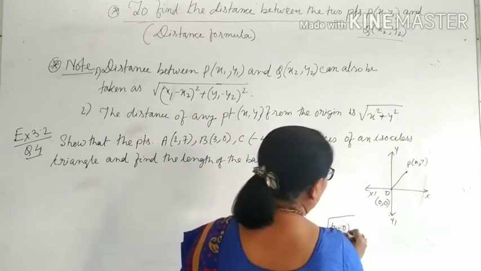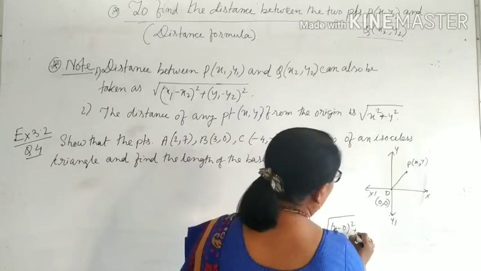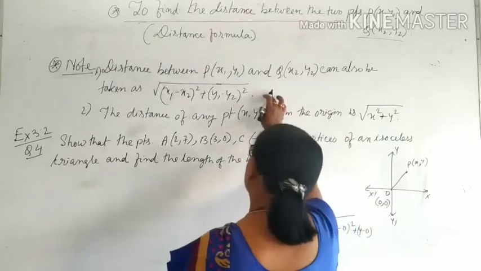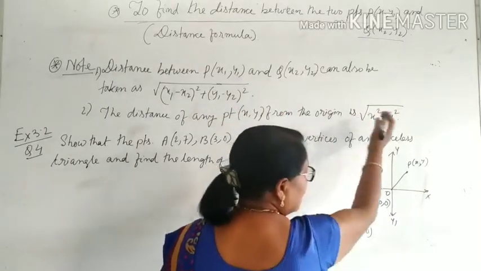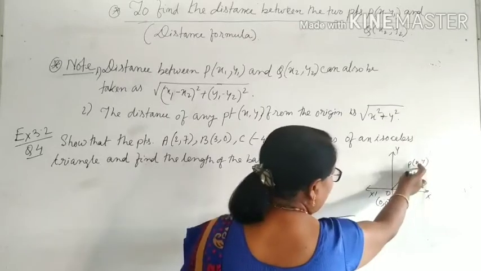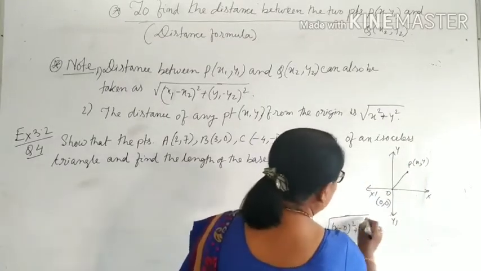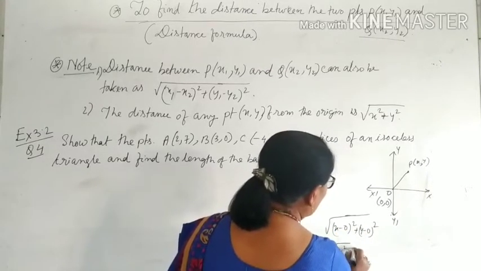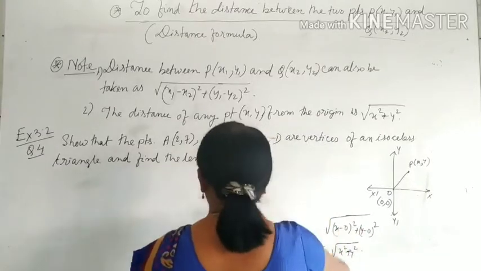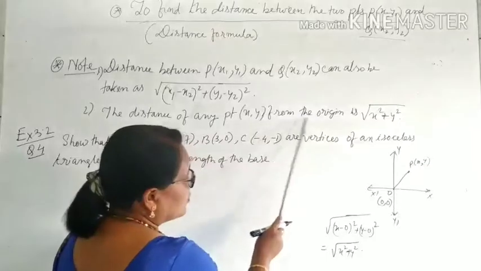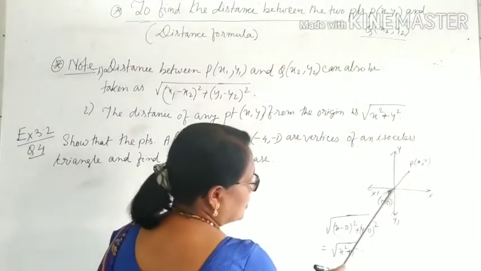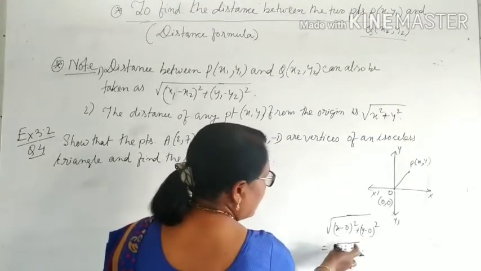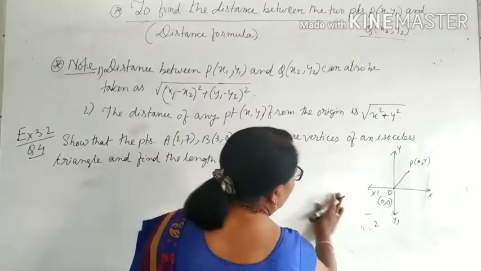That gives the square root of x square plus y square. Note number 2: remember, the distance of any point (x, y) from the origin is given by the square root of x square plus y square.